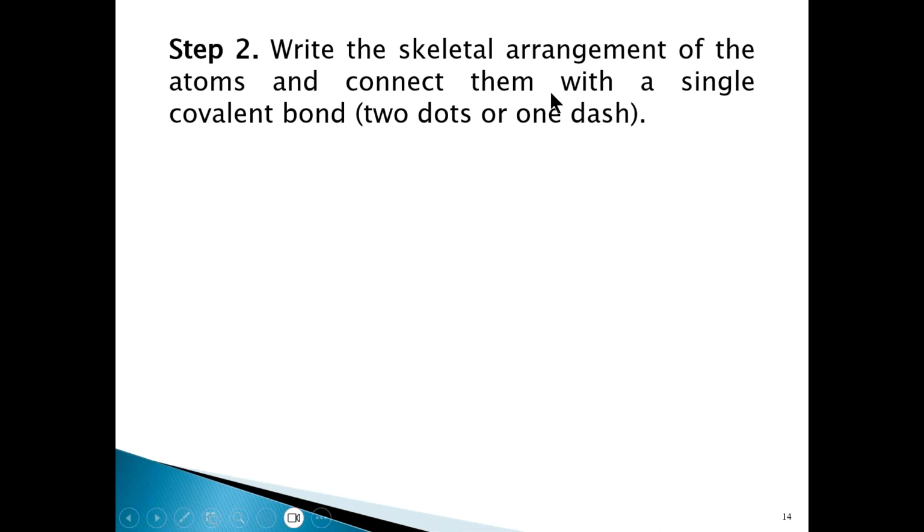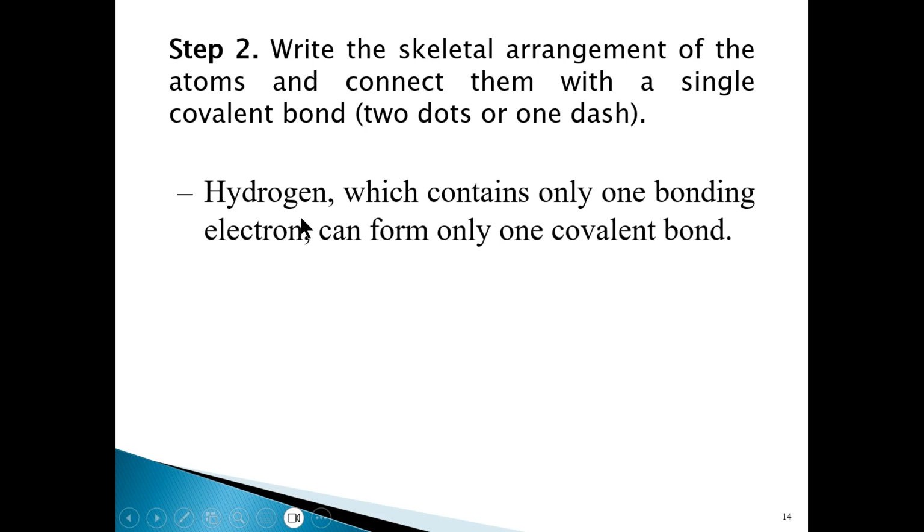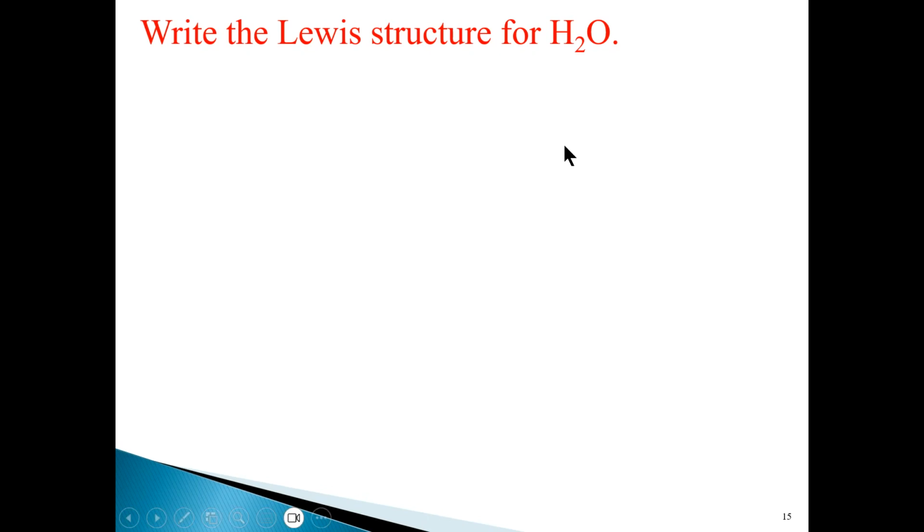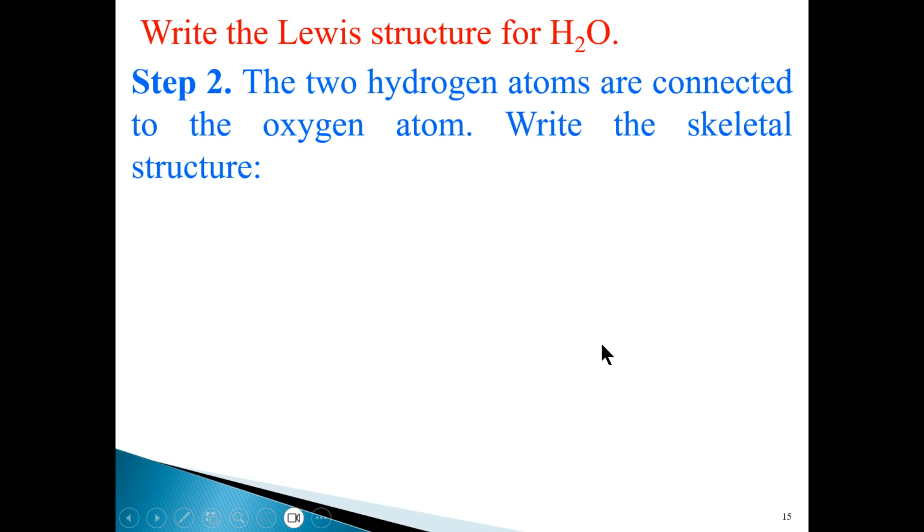The next step is that you write a skeletal arrangement of the atoms and connect them with a single covalent bond. Now remember, each line represents a pair of electrons, so you can use a dash or you can use 2 dots, it doesn't matter. In the case of hydrogen, however, whenever there's a hydrogen atom present, it can only form 1 covalent bond, all right? Very important for you to recognize that. So in the case of oxygen, it can have a maximum of 2 covalent bonds, all right? So here is what the arrangement would be in the case of the water molecule.